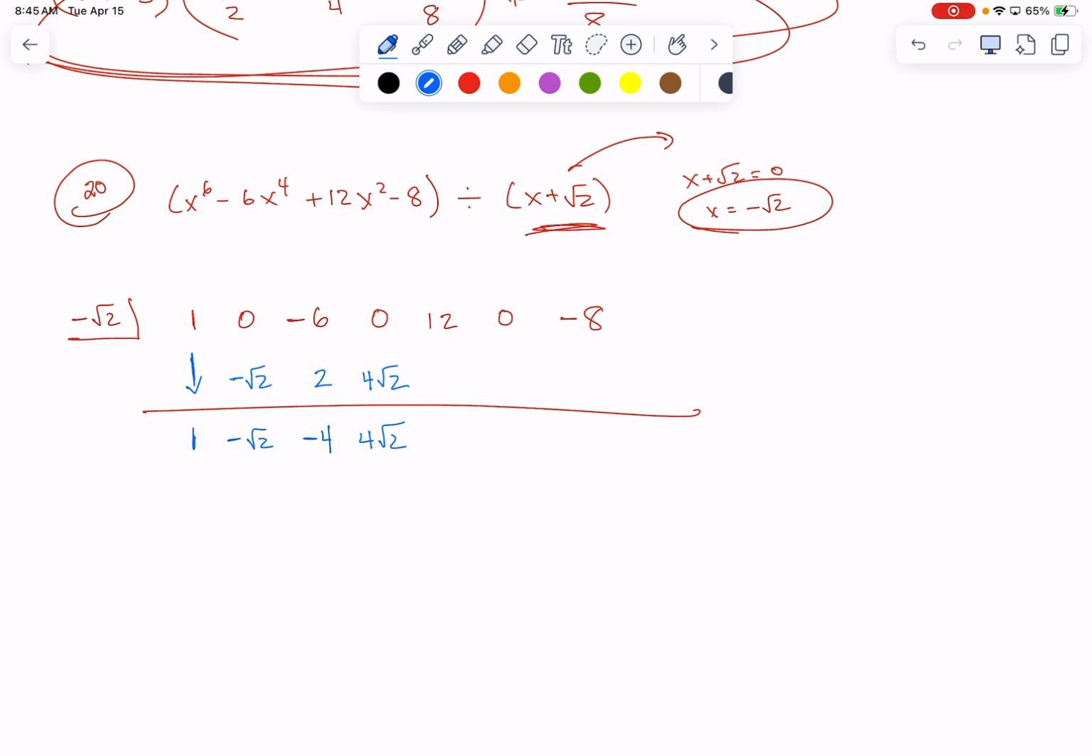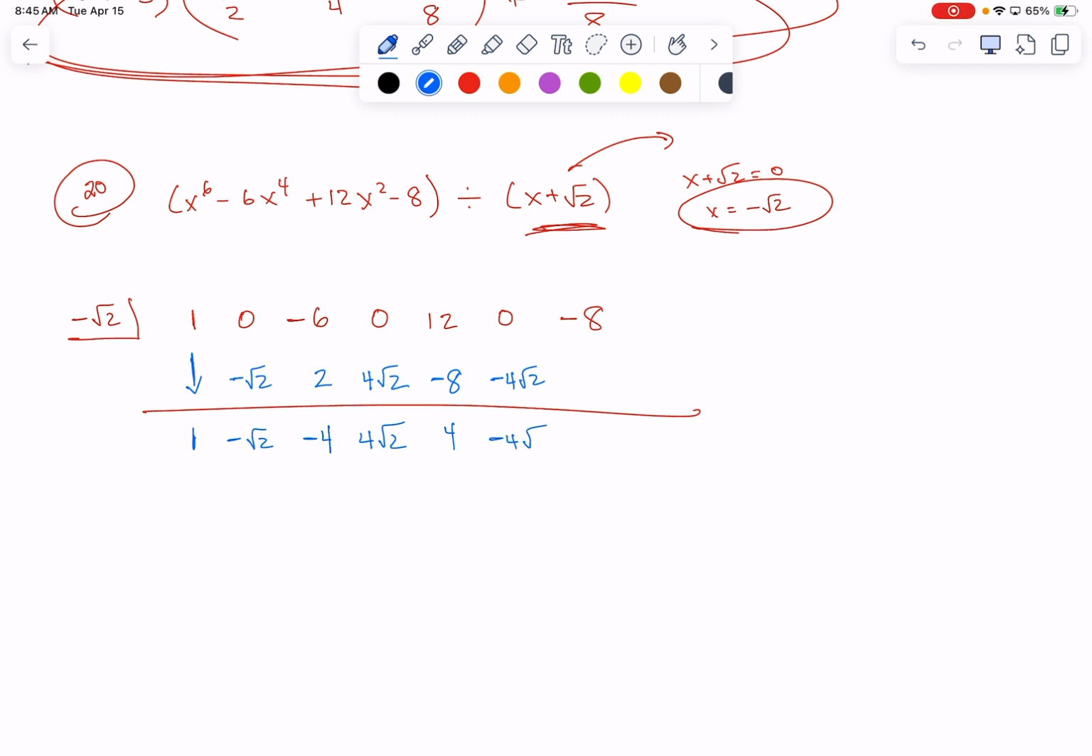I told you I wasn't teaching root, so go back and watch the video. Root 2 times root 2, that's 2. 4 times 2 is 8. That's negative 8. There you go. What's 12 plus negative 8? 4. What's 4 times negative root 2? Negative 4 root 2. What's 0 plus negative 4 root 2?